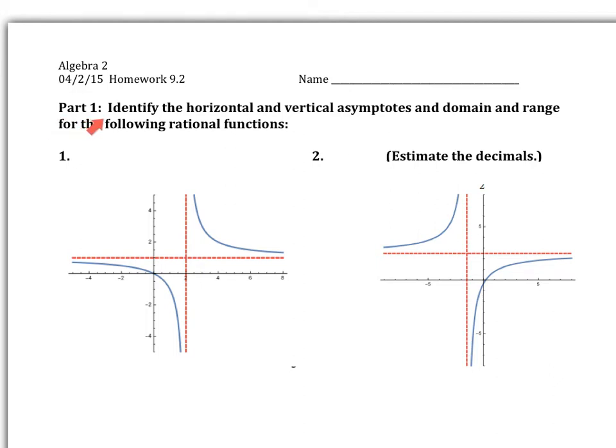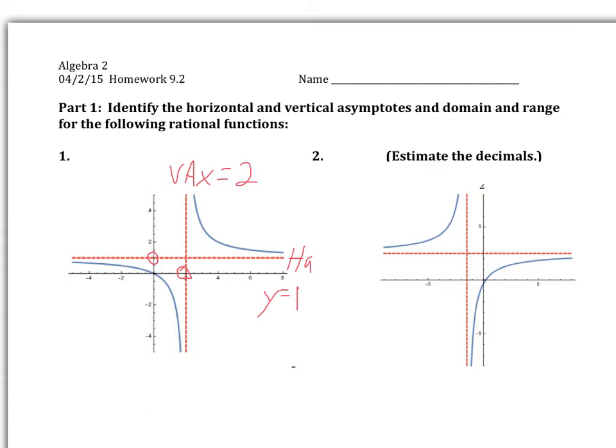Alright, part 1. Identify the horizontal and vertical asymptotes and the domain and range for these rational functions. Alright, so we've got a horizontal asymptote right there and a vertical asymptote right there. Remember that the horizontal ones are y equals, and then it's whatever number they cross right there, which looks to be the number 1. The vertical asymptote is x equals, and it appears to be crossing right there at 2.